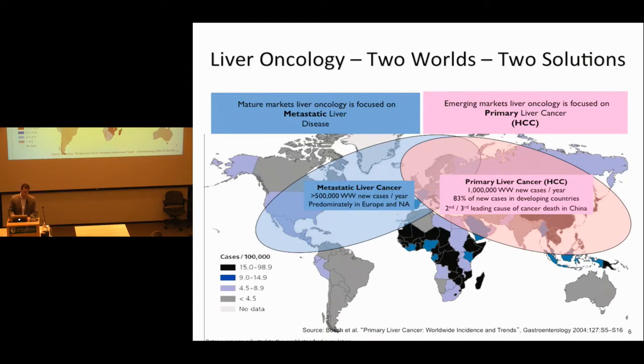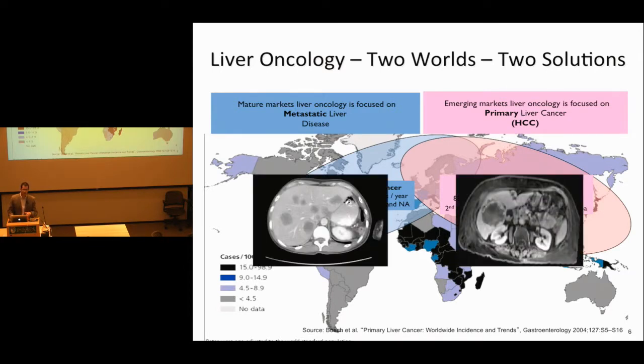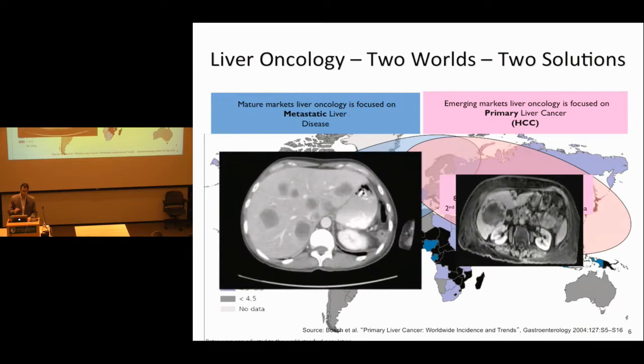The second part, maybe more in the Eastern world, in the emerging markets, we're talking about mostly primary liver cancer, such as hepatocellular carcinoma, which is a primary liver cancer pathology, with over 1 million new cases diagnosed every year. If we look at some typical images of metastases and HCCs in cancer patients, this is kind of what it looks like. So they're really different pathologies. And the first clinical application I'll present today is really more on treating liver metastases.